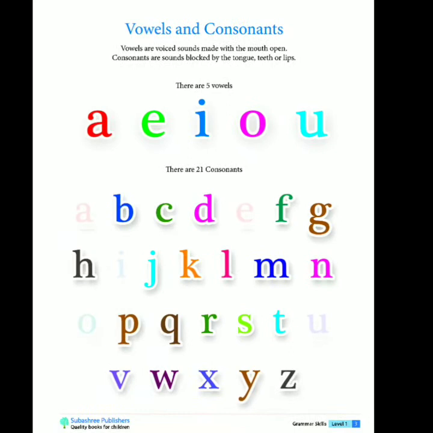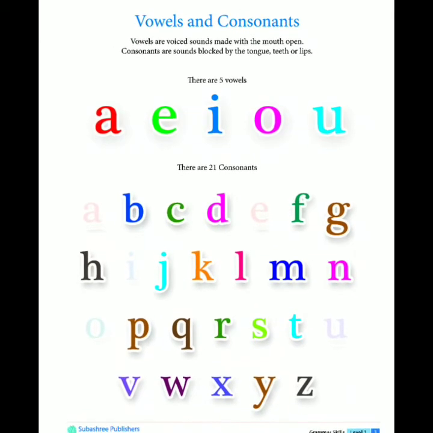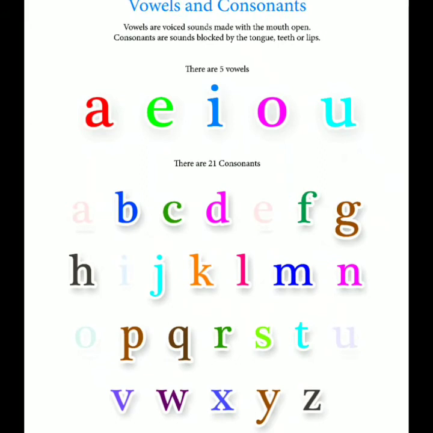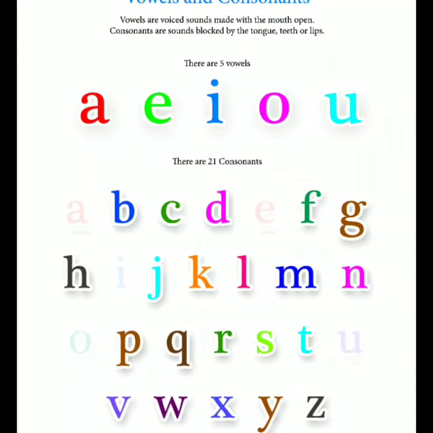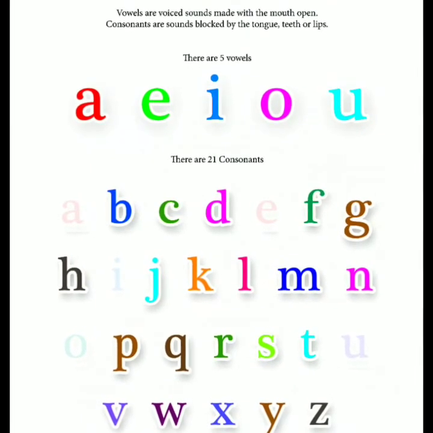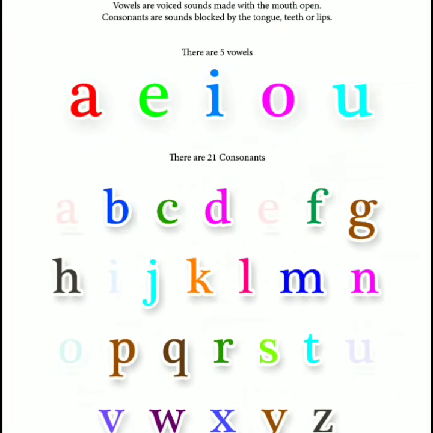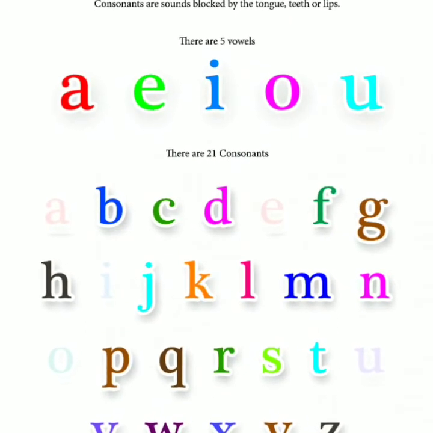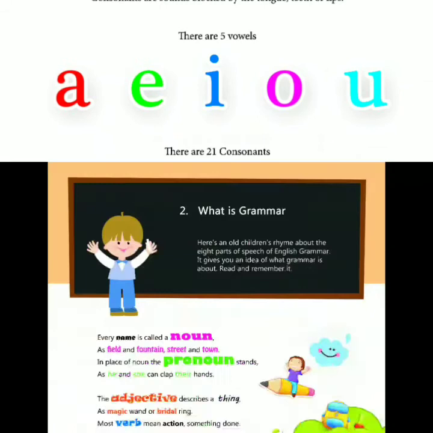Surendran. Vowels and consonants. Vowels are voice sounds made with the mouth open. Consonants are sounds blocked by the tongue, teeth, or lips. There are 5 vowels: A, E, I, O, U, and there are 21 consonants in the English alphabet. Sometimes Y is also called a vowel.